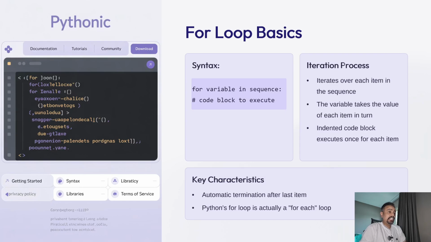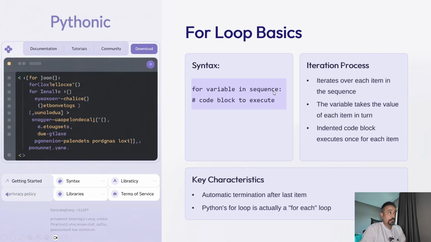The loop processes each item in the sequence one by one, executing the intended code block which is inside that for loop. Unlike for loops in some other languages that use counter variables and conditions, Python's for loop is technically a for-each loop if you compare it with other languages. It directly iterates over items in a sequence. This makes Python loops more readable and less prone to errors like off-by-one mistakes that we make in other languages. So the loop automatically terminates once it has processed the last item in the sequence.